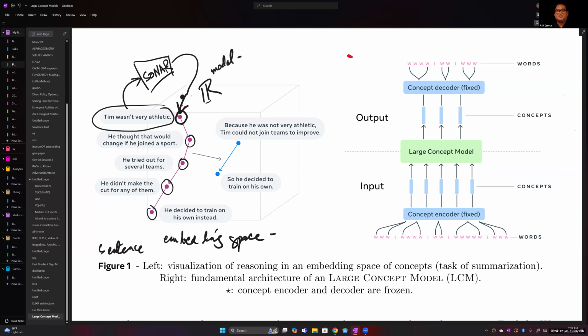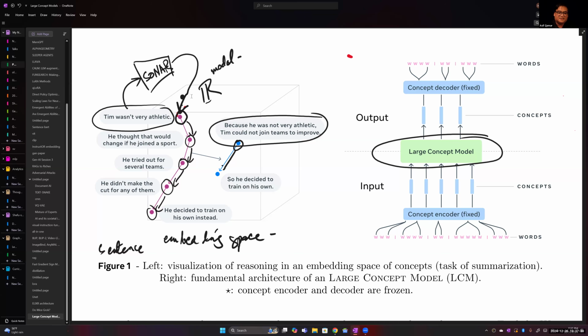And this is the space in which this entire paper does its work. Now, what it is saying is that if you look at this trajectory, the job of this large concept model, let us say that your task is summarization, is to go from these purple arrows to these two points in the latent space. And those two points, if you decode them, as in you use a concept decoder, tell you what sentence could possibly correspond to this.